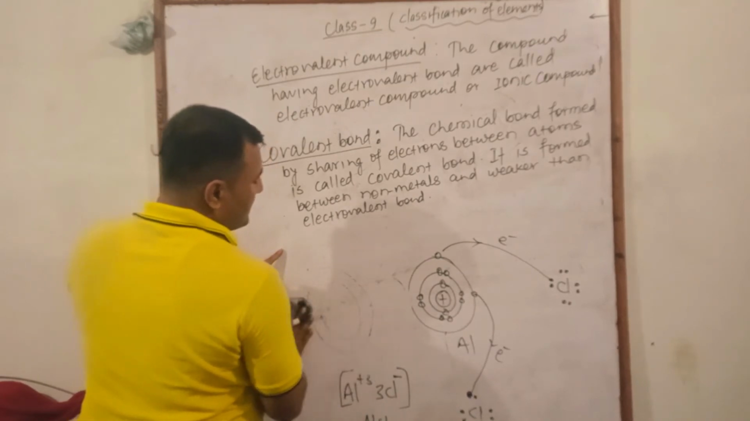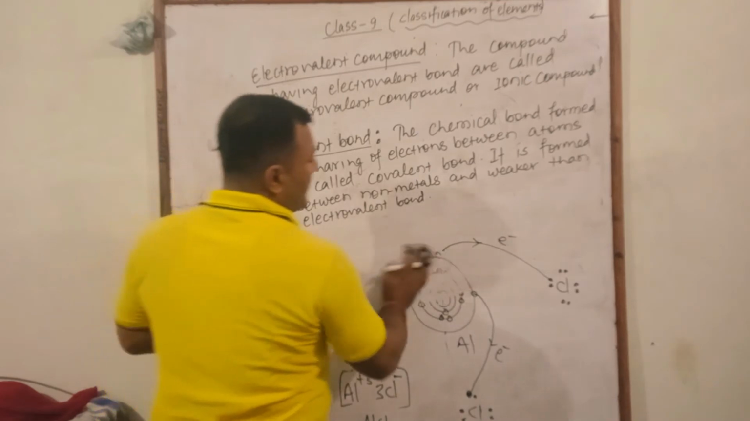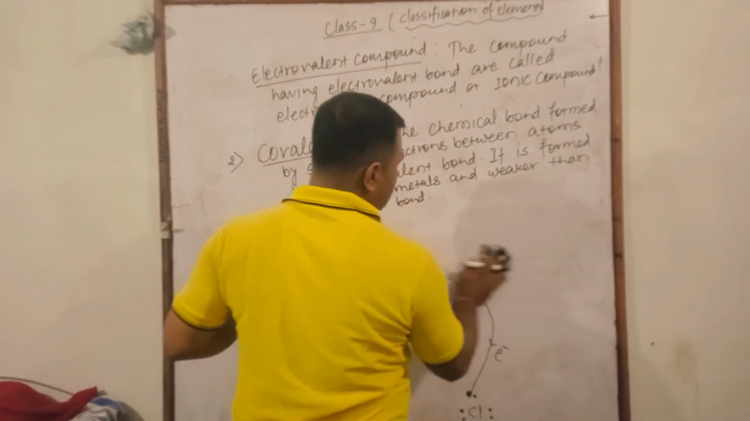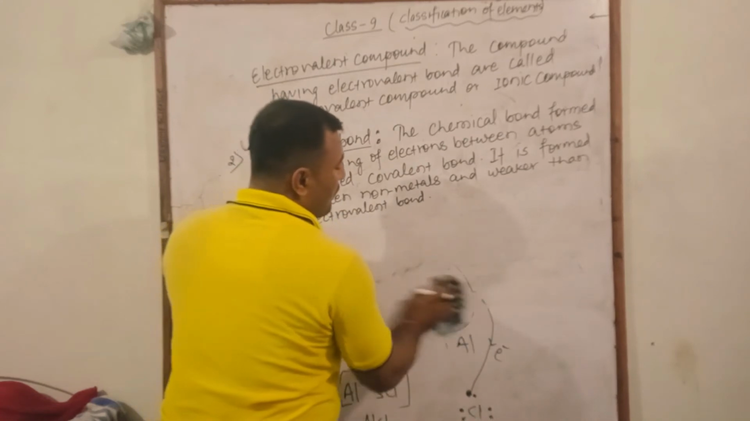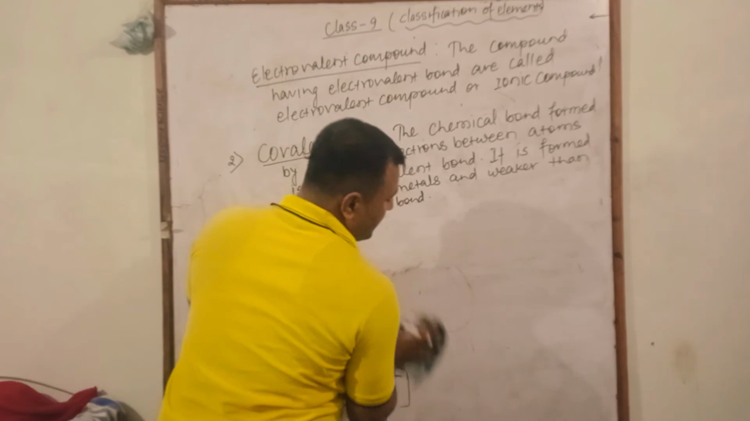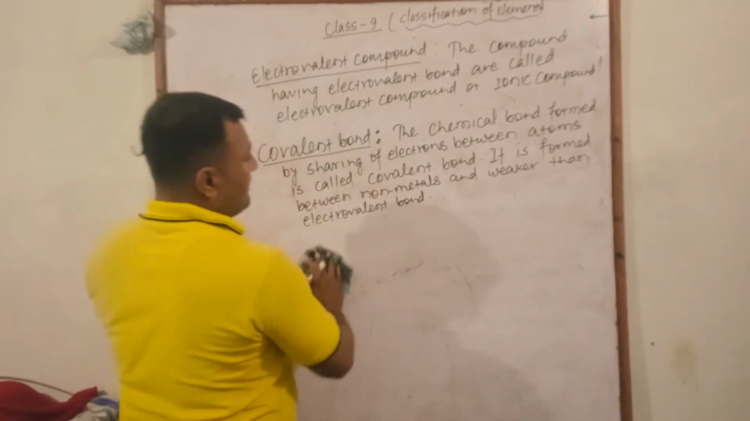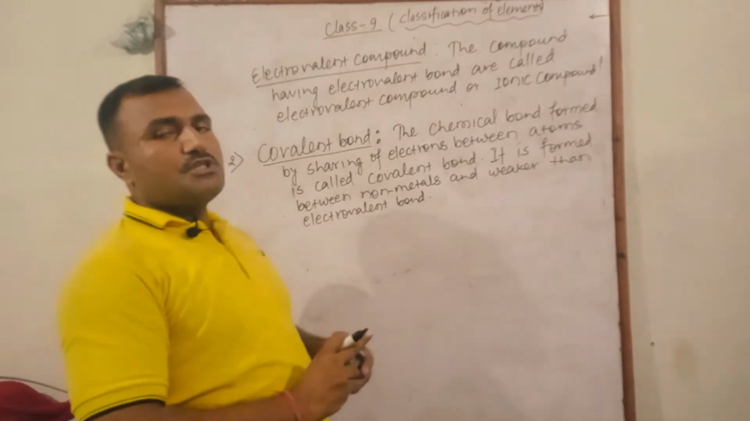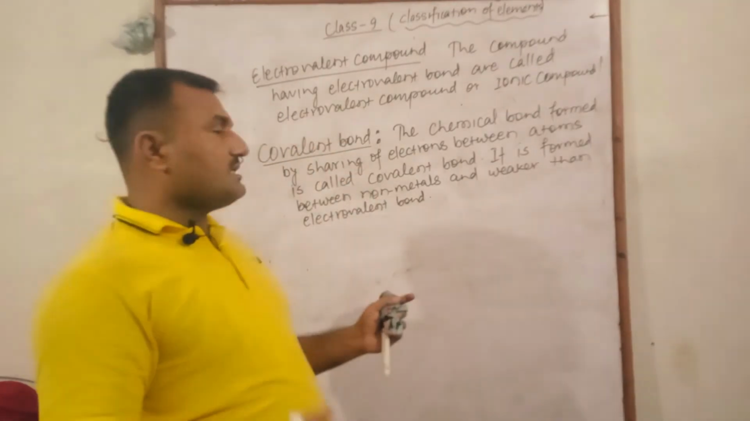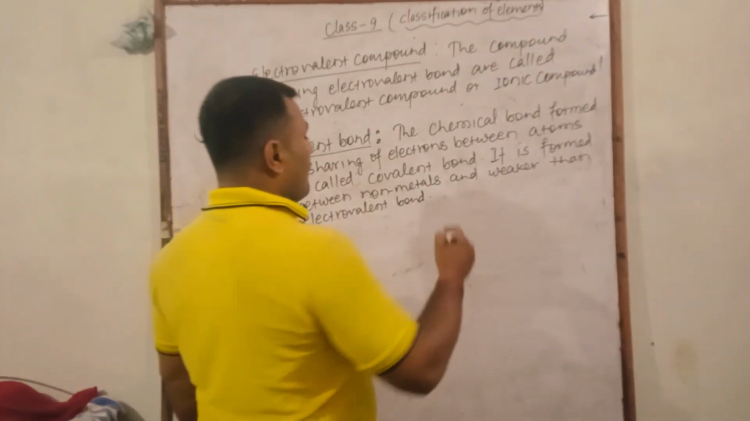Why? Because in electrovalent bond, the chemical bond is formed between oppositely charged particles. Therefore, more energy is needed to break it, and it is stronger in nature, having high melting and boiling points. But covalent bond is just formed by sharing of electrons between non-metals, and it is weaker than electrovalent bond.